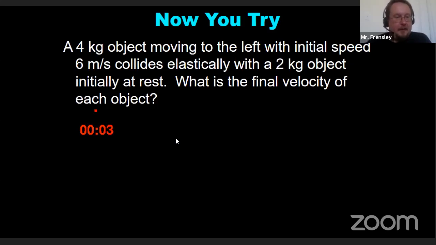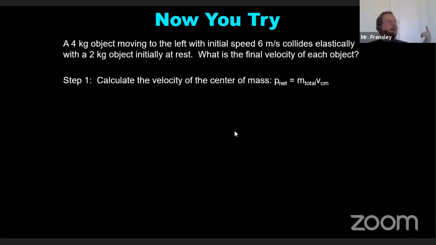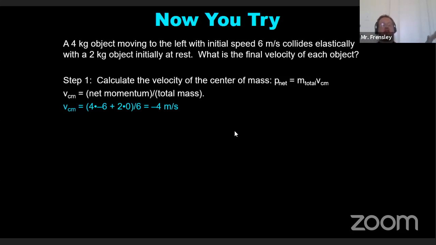All right, a little bit less music than we had time, but okay. So let's go through this together. All right, so here's what I'm thinking. I'm thinking I need to get the center mass velocity. So I'm going to take the net momentum, which is going to be 4 times -6, -6 for leftward velocity, and 2 is at rest, so it doesn't contribute any momentum. Net momentum over total mass. Total mass is 6, 2 plus 4 kilograms. Net momentum is -24, so that's -4 meters per second worth of velocity, right?